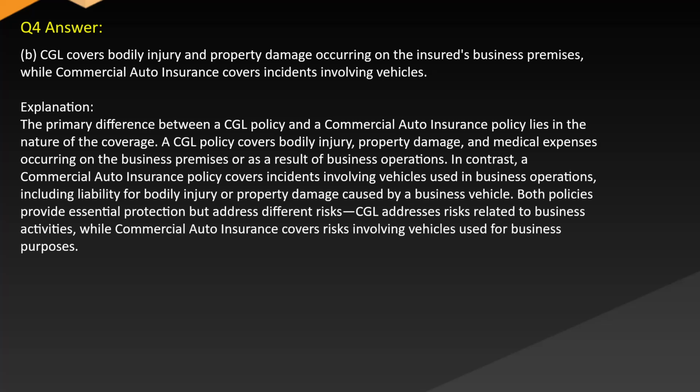In contrast, a commercial auto insurance policy covers incidents involving vehicles used in business operations, including liability for bodily injury or property damage caused by a business vehicle. Both policies provide essential protection but address different risks. CGL addresses risks related to business activities, while commercial auto insurance covers risks involving vehicles used for business purposes.